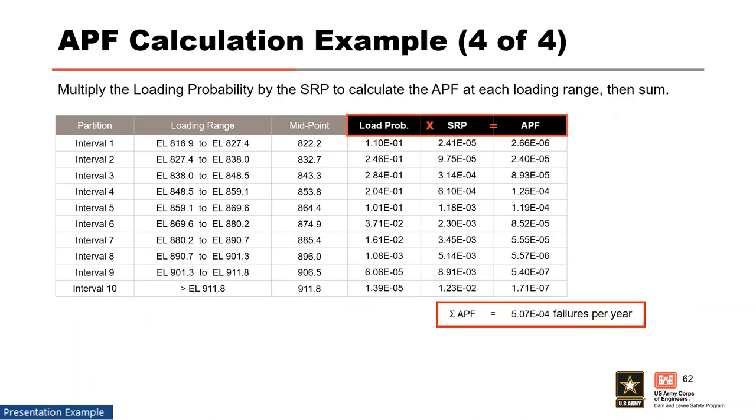Now that we have loading probabilities and system response probabilities for each loading interval, we can calculate the APF. This is done by multiplying the loading probability by the system response probability in each loading range, then summing those products together. In this example, the annual probability of failure turns out to be 5.07 times 10 to the minus 4.